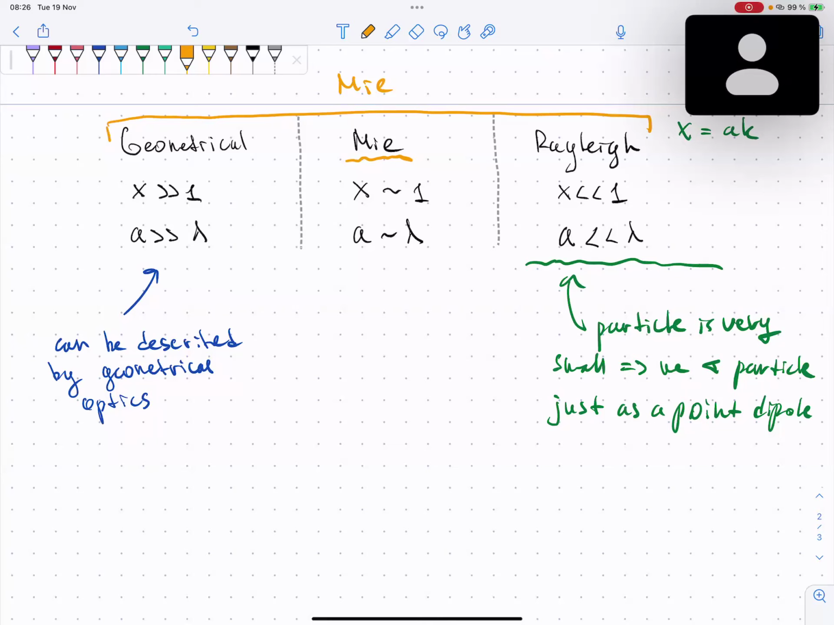But because we can't make any approximations in this intermediate region, we call it the Mie region, something like this.